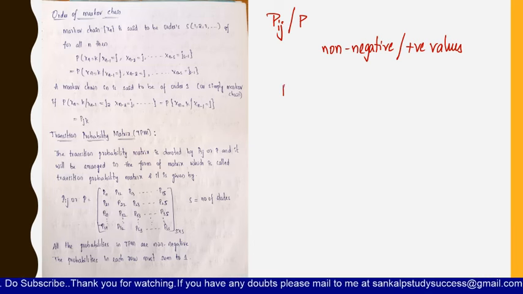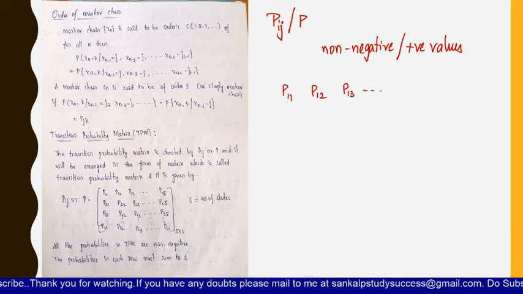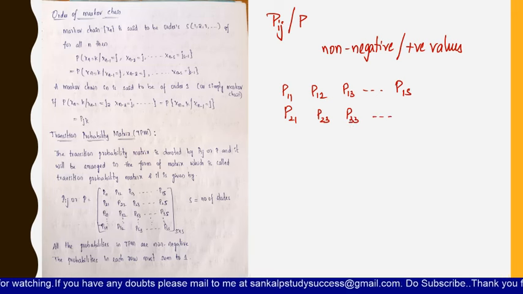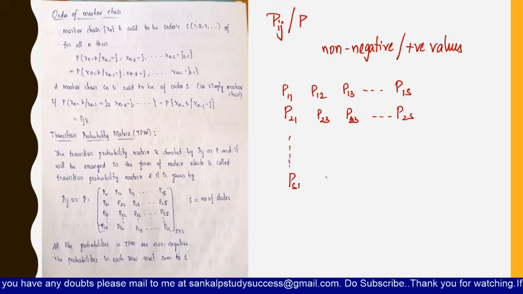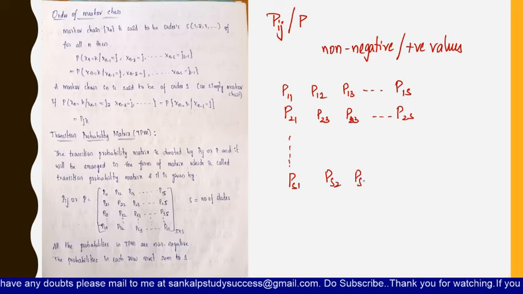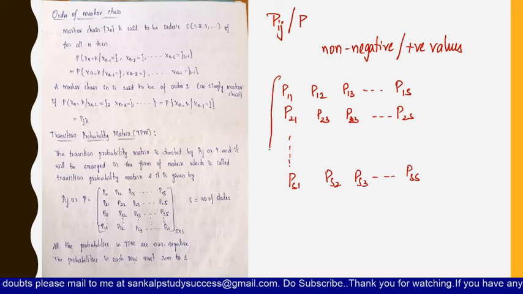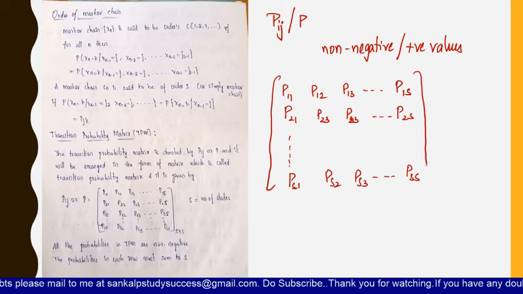That means here we are having P11, P12, P13 and so on up to P1s, P21, P22, P23 and so on up to P2s, and Ps1, Ps2, Ps3 and so on up to Pss. This is the transition probability matrix of order S by S.